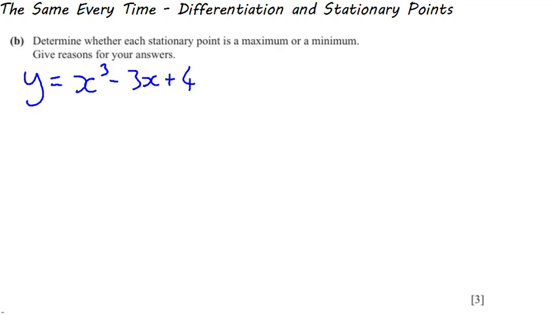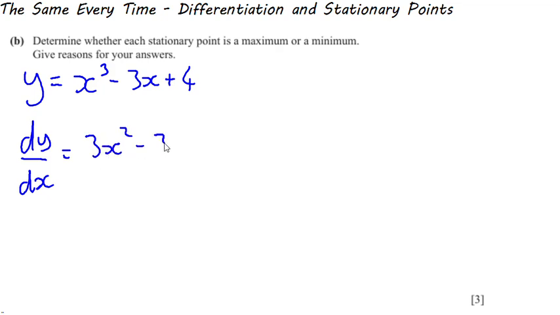And in part B, we are again on familiar ground, as I keep saying, the same every time. So you need to know what we have to do here. Determine whether each stationary point is a maximum or minimum. Give reasons for your answers. It's literally the same question that we saw on the previous video, except of course the numbers are different. So when we are determining if it is a maximum or a minimum, we need the second differential. So let's do the first differential again.